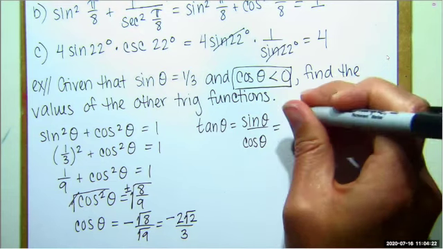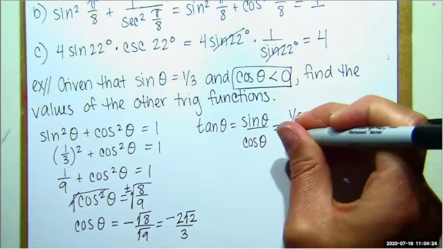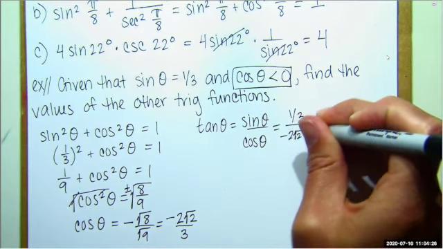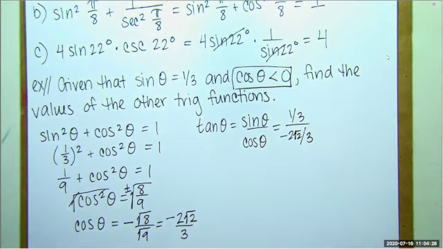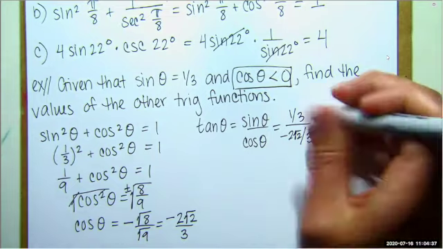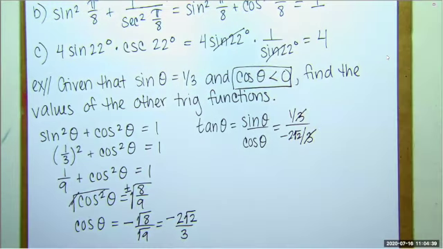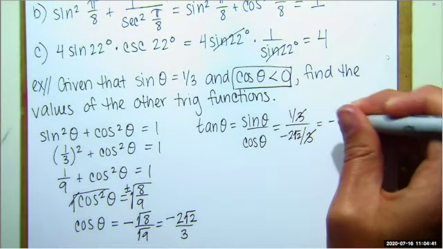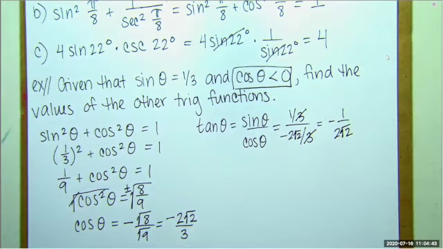Okay, so sine of theta is 1/3. Cosine of theta is negative 2√2 over 3. Now we just need to simplify this. So the first thing we notice is the numerator and denominator both have a common factor of 1/3. So we can cancel those out. So we get negative 1 over 2√2.